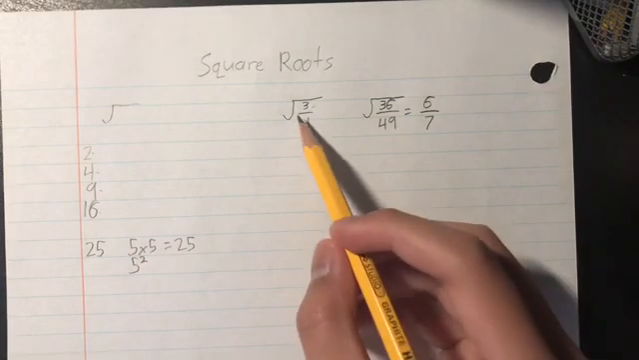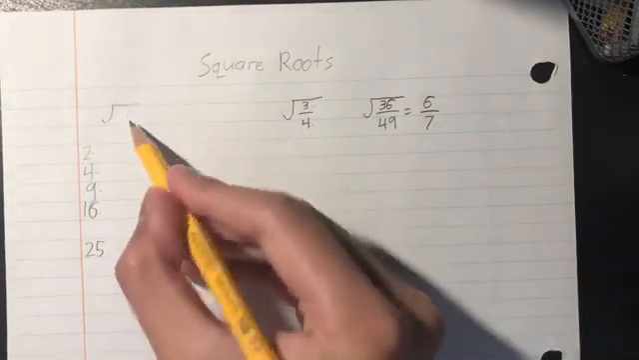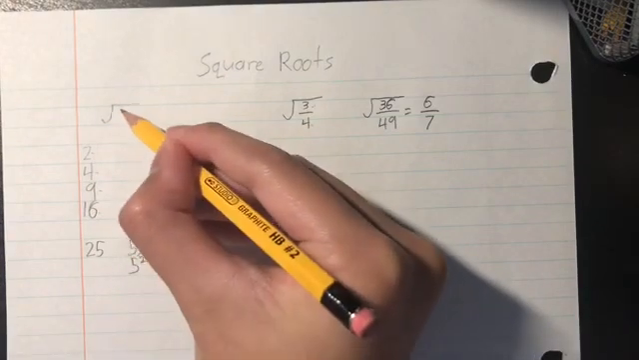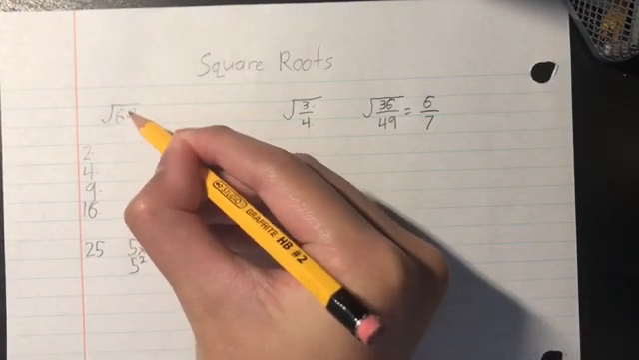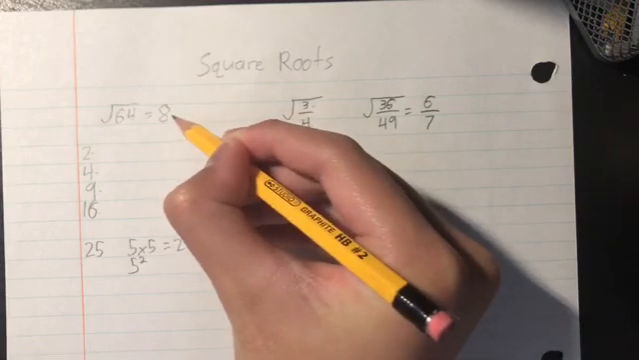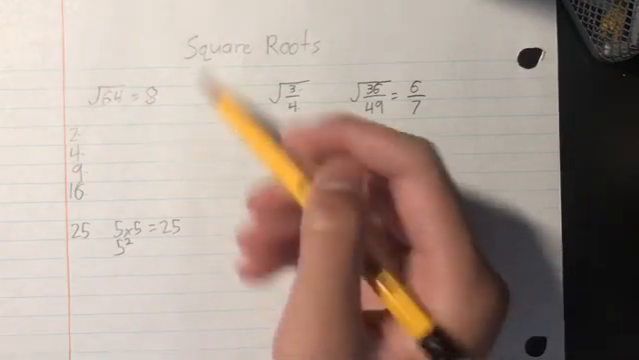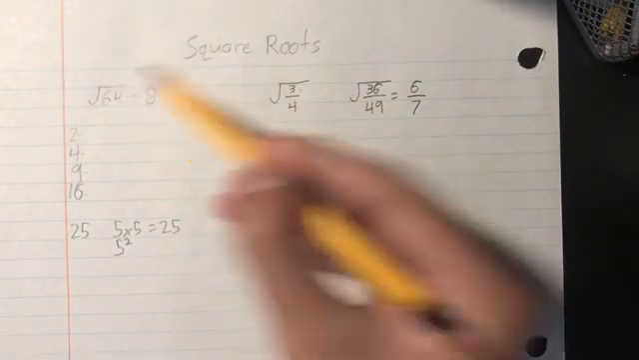The examples are pretty easy. If you would just square root 64 right here, that would equal 8, because 8 times 8 equals 64, so 64 is the square root of 8. So pretty basic.